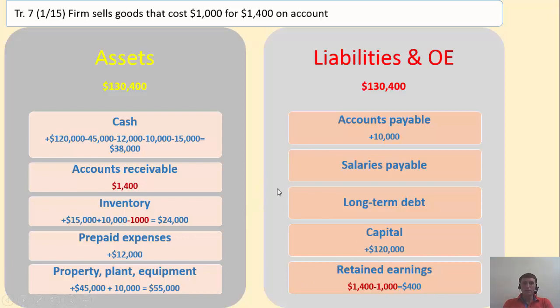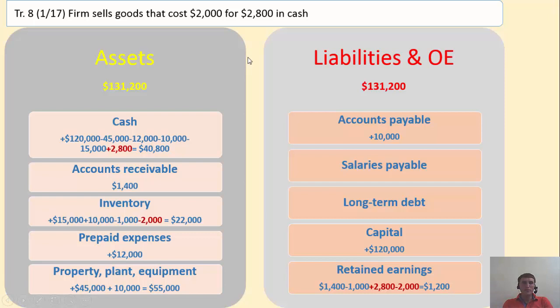Okay, so after this transaction, assets increase actually by a net amount of 400, the difference between the increase in accounts receivable and the decrease in inventory, and at the same time owner's equity increases by $400.